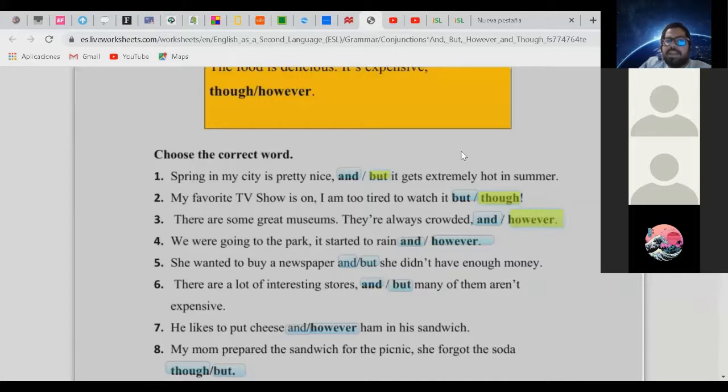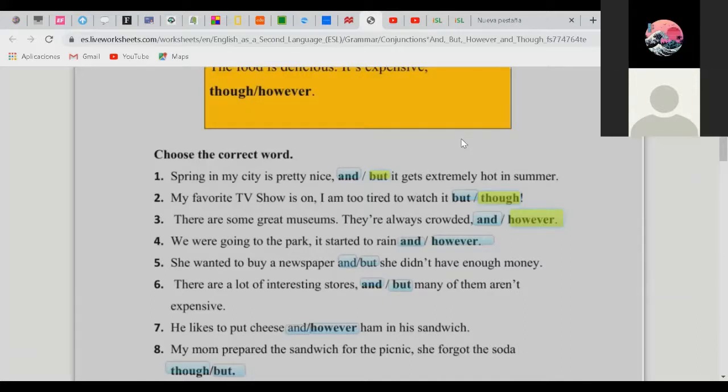What about the next one? Let's see if Audrey can help me reading the next one, number 4? Let's see. Audrey está por ahí. Ali, can you hear me reading number 4? Yes, we were going to the park. It started to rain. Okay. What do you think, Ali? And or however? However. Exactly, right?